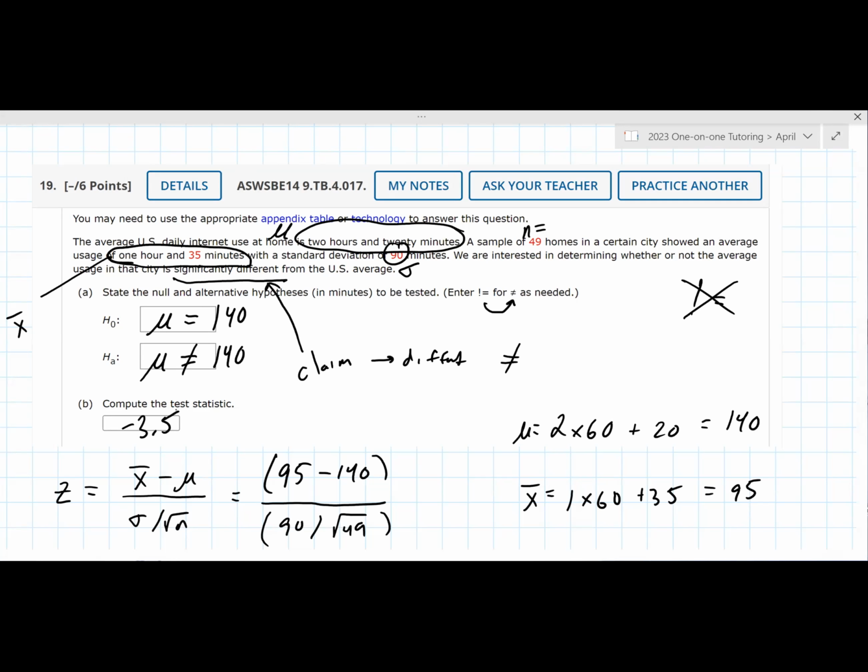The next part here, and were you able to get the null and alternative in there? I don't know if you had a chance to check that or not. Yeah, I did. Oh, good. Part C, okay. All right. We'll just do them in order here. Make sure we get all this done.